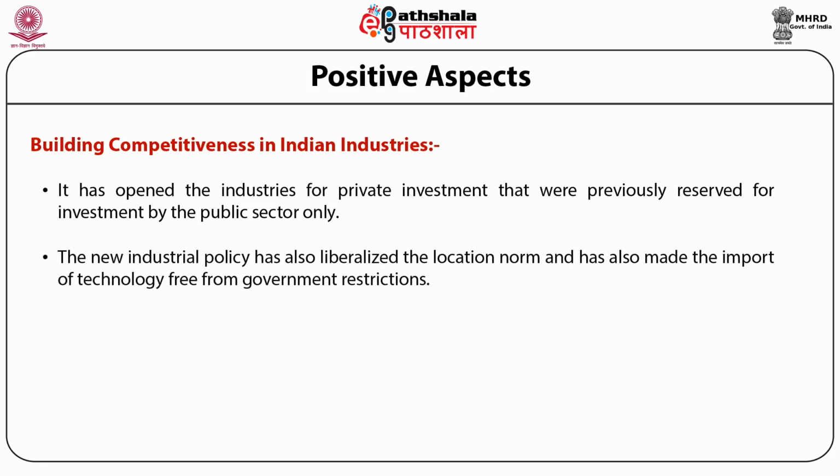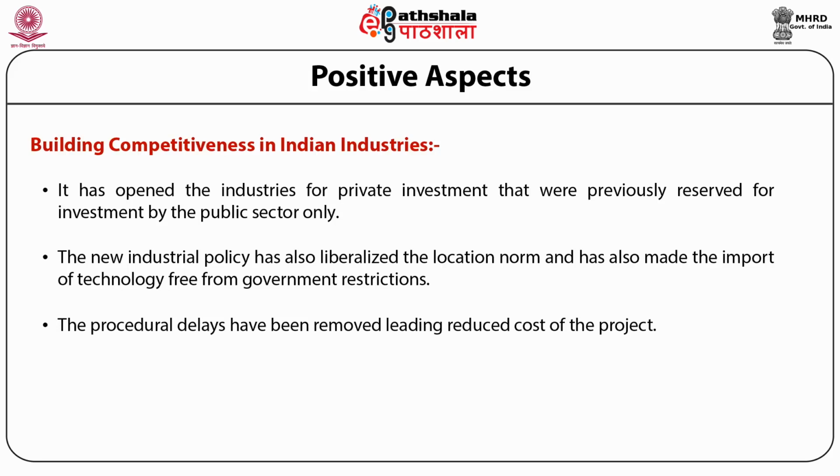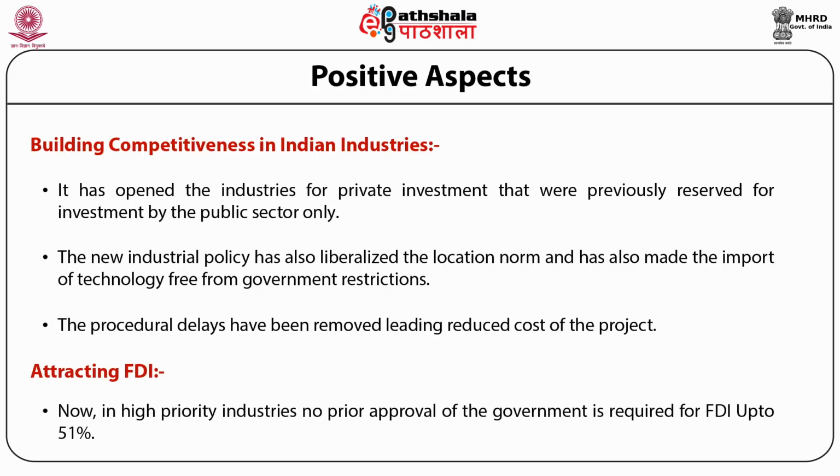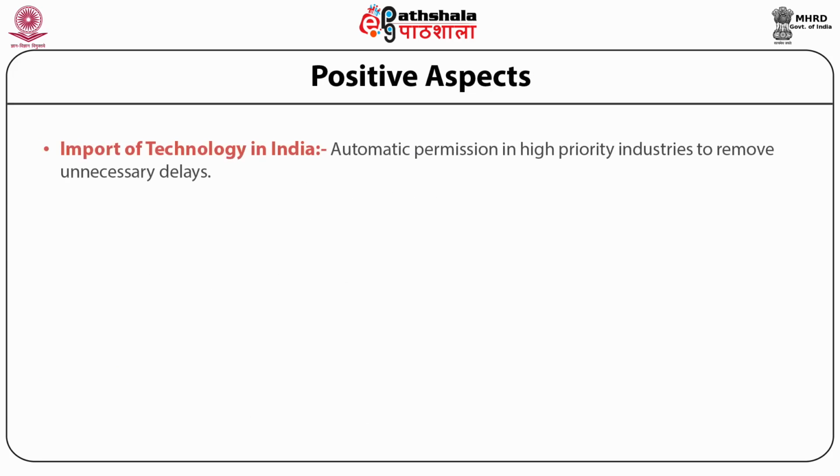So the new industrial policy was also liberalized, and the location norm and the import of technology was freed from the government restrictions. Moreover, the procedural delays have been removed, leading to reduced cost of the project. Second positive aspect was the attraction of FDI. In high priority industries, no prior approval of the government was required up to 51%. Import of technology in India, automatic permission in high priority industries was there to remove unnecessary delays.